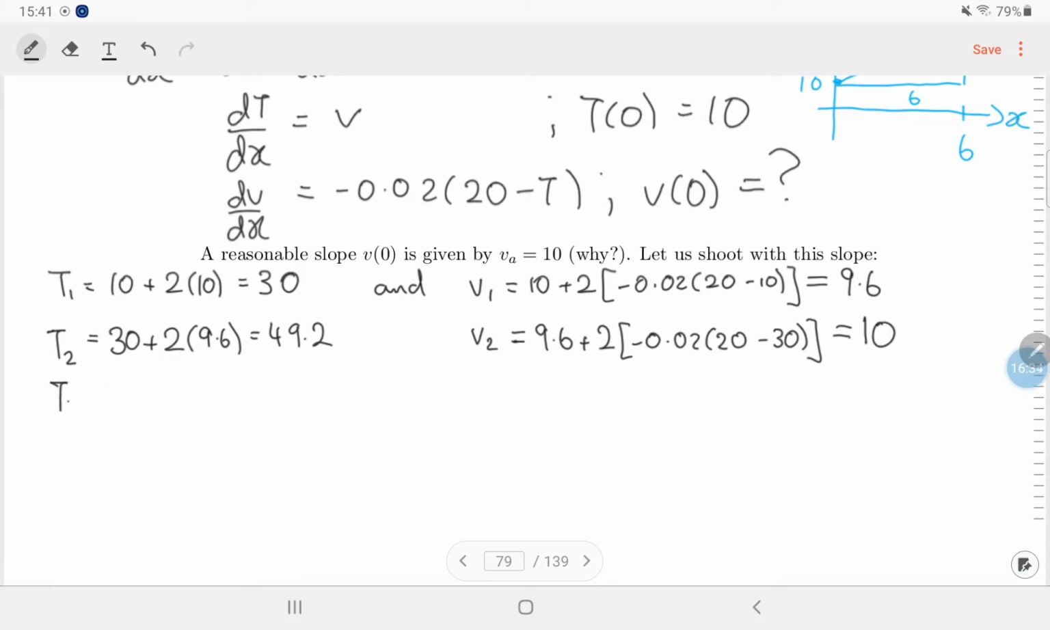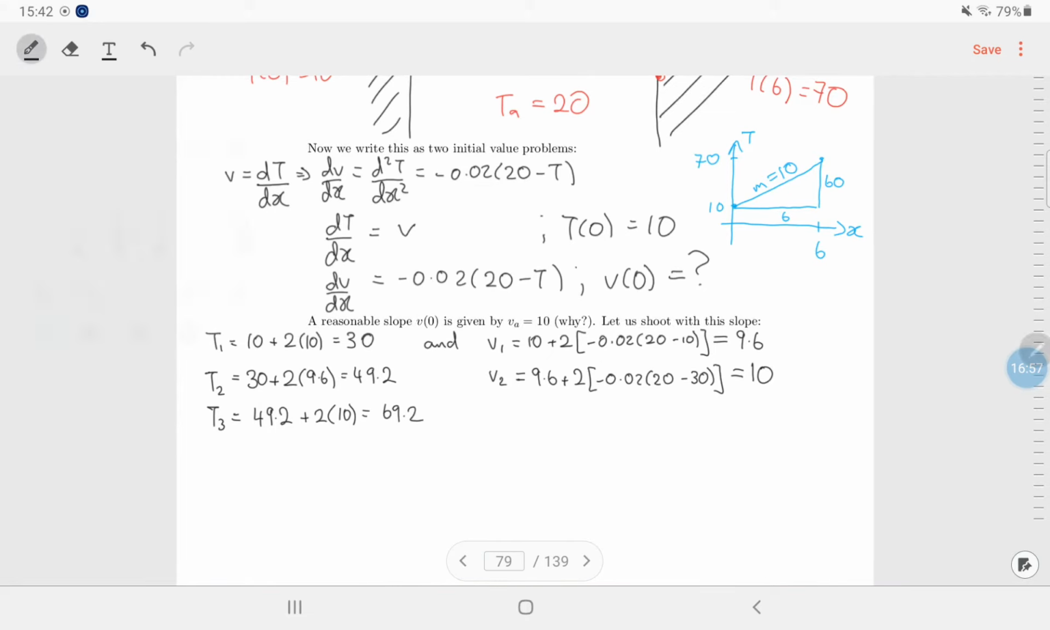And then T3 is equal to previous temperature, which is 49.2, plus step size, which is 2, times previous slope, which is 10, equal to, that'll give us, I think, 69.2. That isn't far off. Okay. Now, I don't think there's any point calculating the next v value at this point. So we'll put what we have in the table.